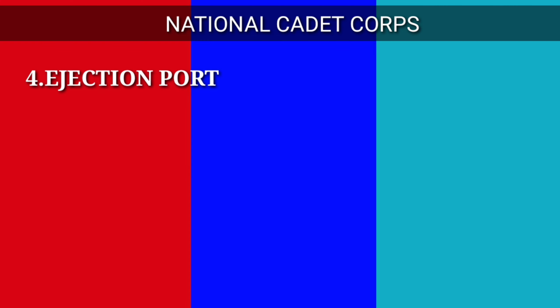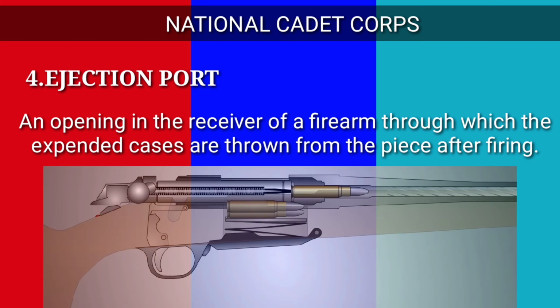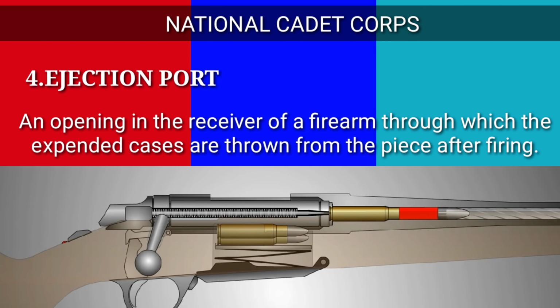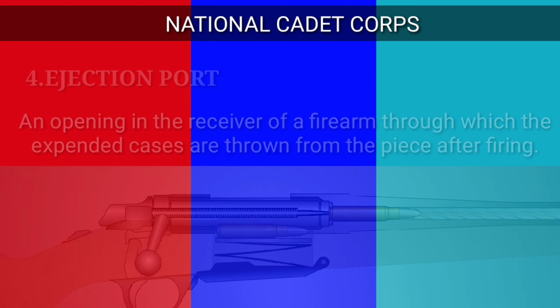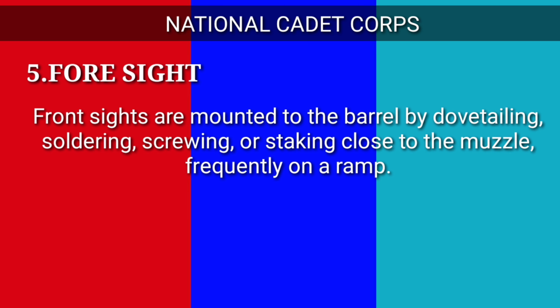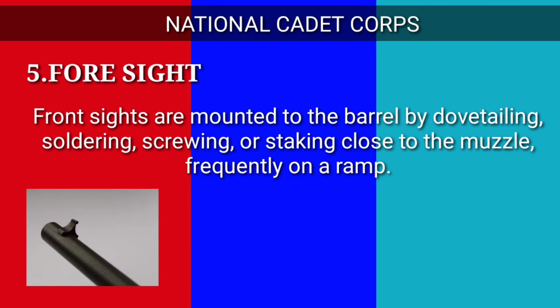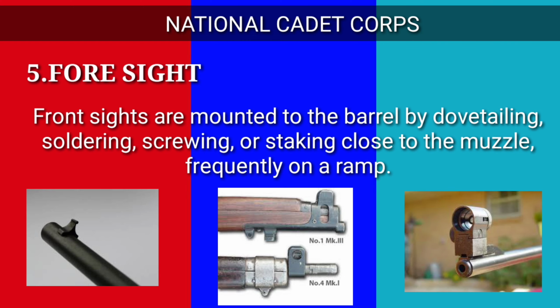Fourth one, ejection port. An opening in the receiver of a firearm through which the expended cases are thrown from the piece after firing. Fifth one, foresight. Foresights are mounted to the barrel by dovetailing, shouldering, screwing, or staking close to the muzzle, frequently on a ramp.